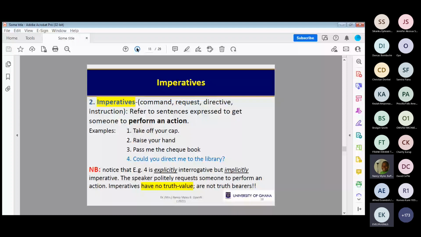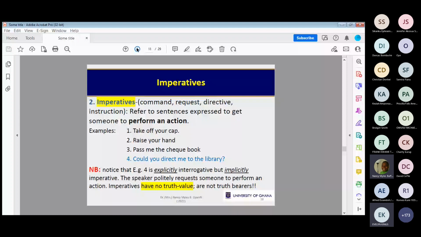When you hear it, you will act. So, stand up. When I say stand up, I'm not looking for information from you. You will act. If you got my intention right, you will act. Sit down. Clap your hands. Switch on the light. Get out of the room. These are all instructions. Look at the alternative names for imperative in your school. It can be instruction, command, or directive. But it could also be a request.